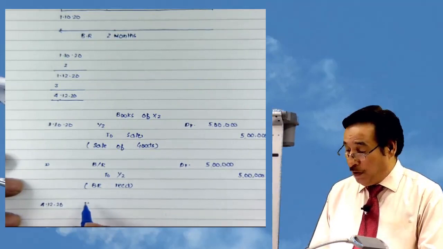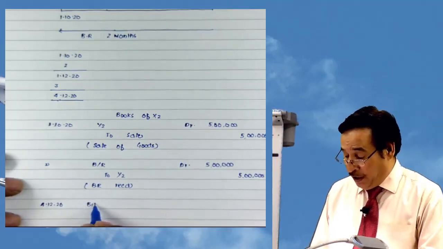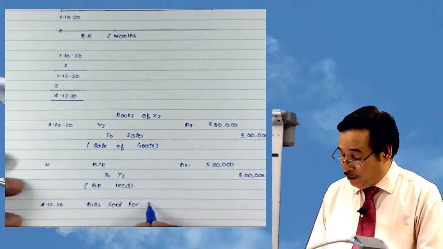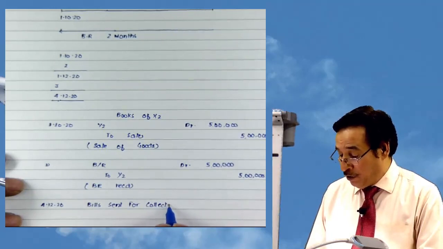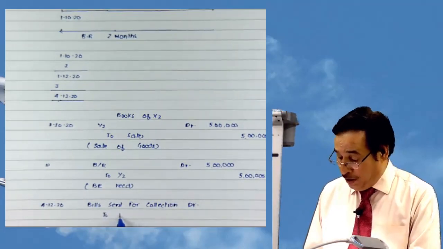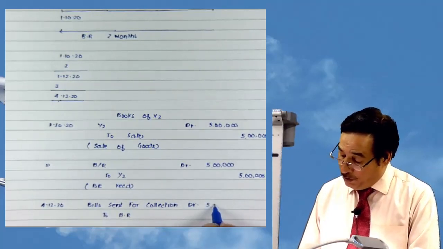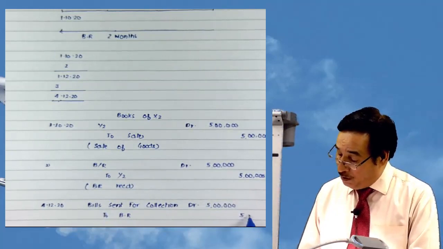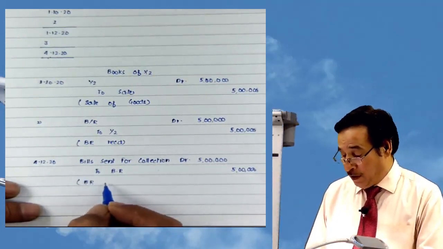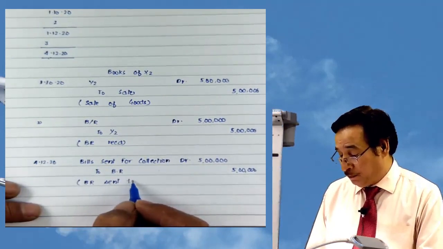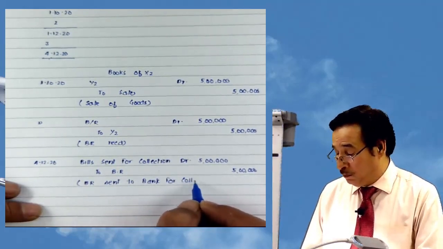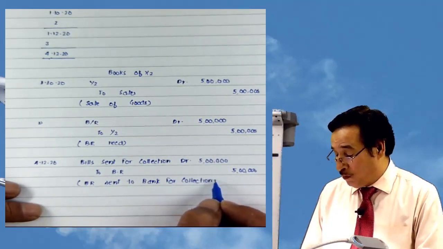Correct? So when the bill is sent for collection, X2 will write the entry. In fact, he will open an account known as bill sent for collection account. It is considered as a personal account. Remember one thing, bill sent for collection is a personal account. And you are sending your BR. So 5 lakh worth of bill has now been given to the bank. So bill sent for collection account debit to BR, sent to bank for collection, correct?